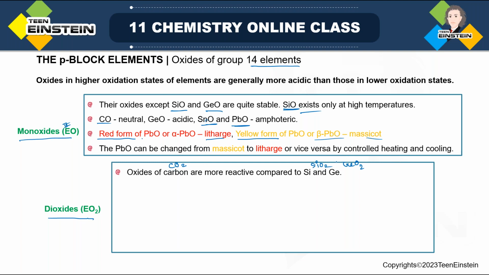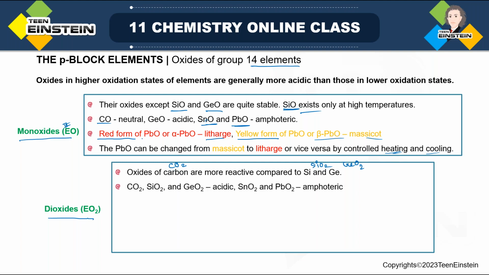Now these two forms, yellow form and red form, the conversion from massicot to litharge or from litharge to massicot can be done if we control heating and cooling. So these two forms can be converted to each other.